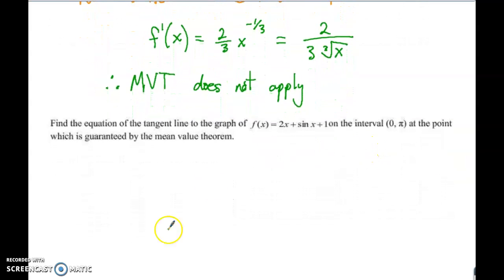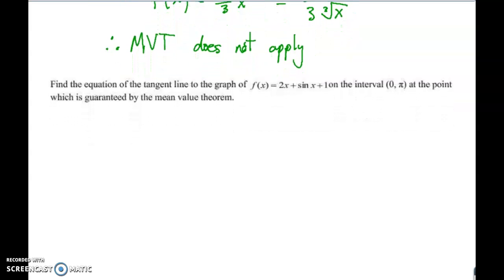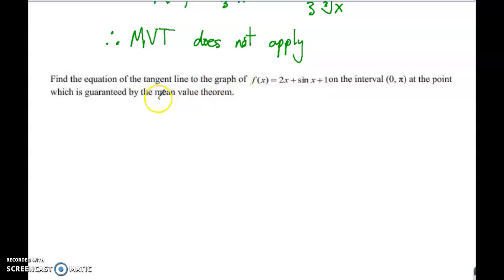And the next problem, it is important to make sure you justify the mean value theorem before actually doing this. And I'm aware in pre-calc we should have learned the graph of sine that looks something like this is differentiable everywhere. 2x is differentiable everywhere. 1 is differentiable everywhere. So therefore, the sum of all of those functions is also differentiable everywhere.